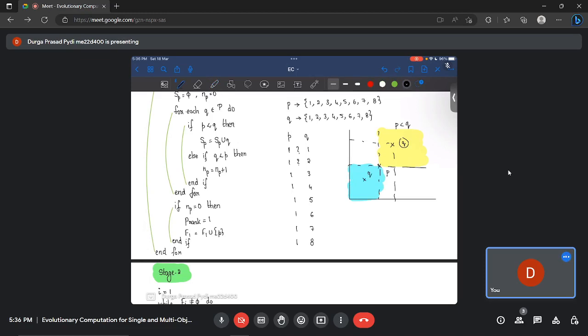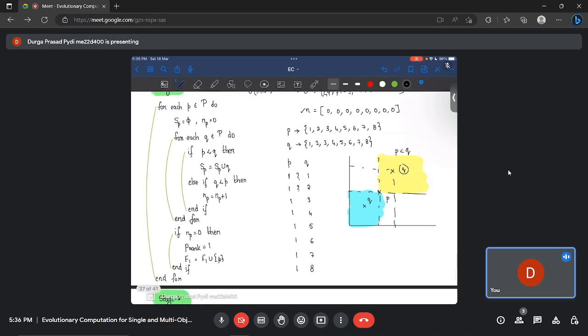If this is P, looking at the if conditions here, P should be less than Q, which is the case when P is dominating Q. There could be another case where Q is less than P, which corresponds to this scenario. The yellow region is where P is dominating Q, and the other region is where Q is dominating P. If Q is dominating P, you update the value of NP, and if it belongs to this particular region, you update the values of SP.